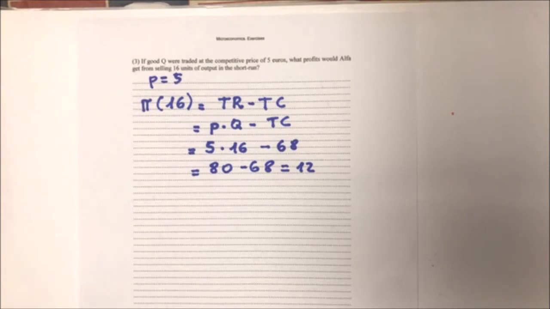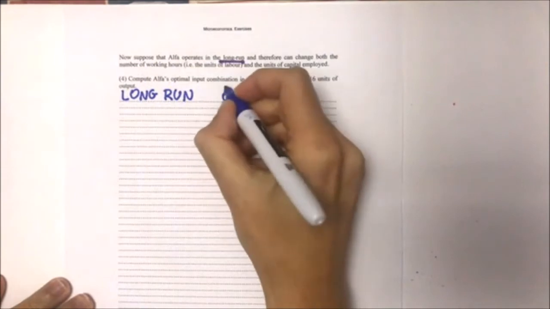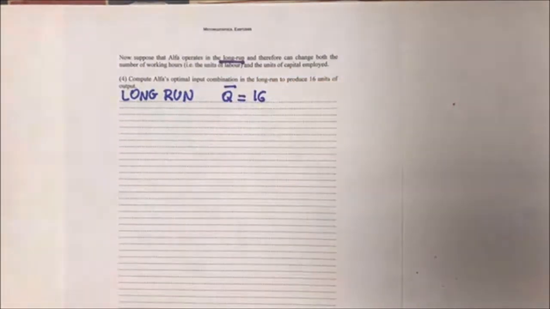We now move to point 4. Suppose that Alpha operates in the long run. So now we are in the long run, and therefore can change both the number of working hours, so the units of labor, and the units of capital employed. We have to compute Alpha's optimal combination in the long run to produce again 16 units of output. So now everything changes because we are in the long run. The only thing that is the same is our target Q, that is 16.